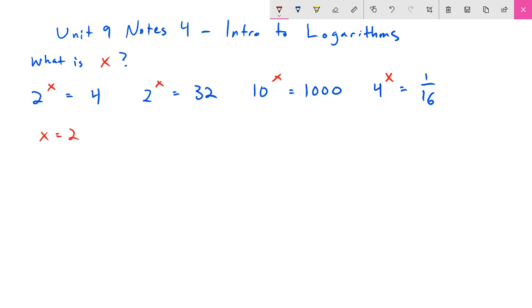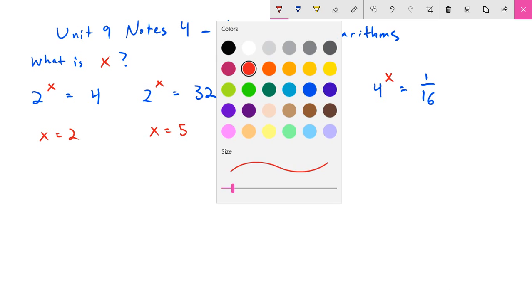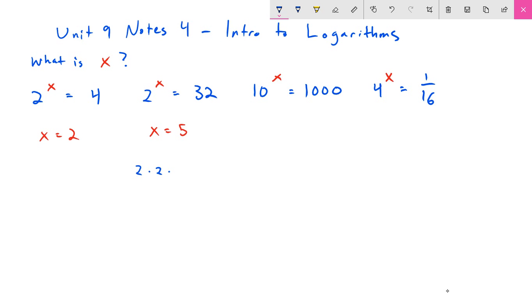What about on the next one then? What would x have to be to get 32? 3? 2 times 2 times 2 is 8, so it's not 3. 2 times 2 times 2 times 2 is 16. So 5. 5, that's right. So x equals 5. 2 times 2 times 2 times 2 times 2 is 32. That's why x equals 5 there. You need an exponent of 5 to get that 2 to a 32.